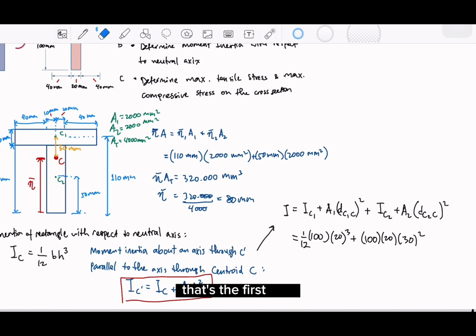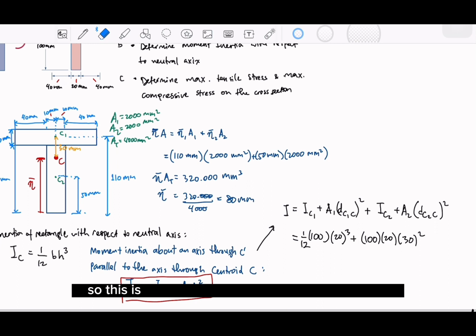Okay, that's the first part. So part one is component one, and component two, same thing. We focus now on this part here. Now this is the base, and this is the height, okay?